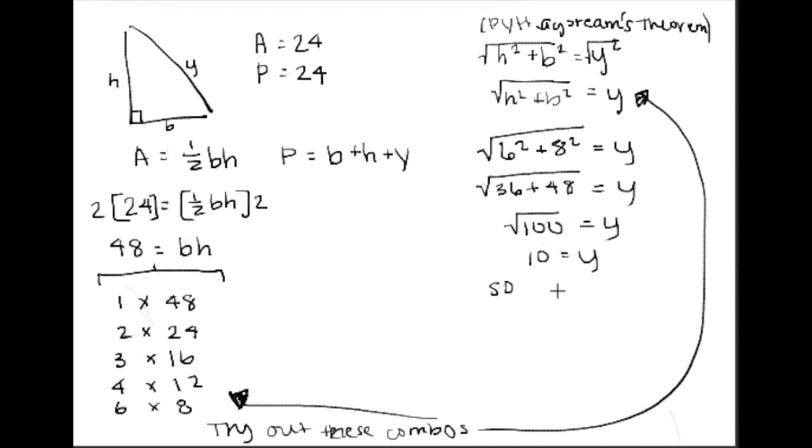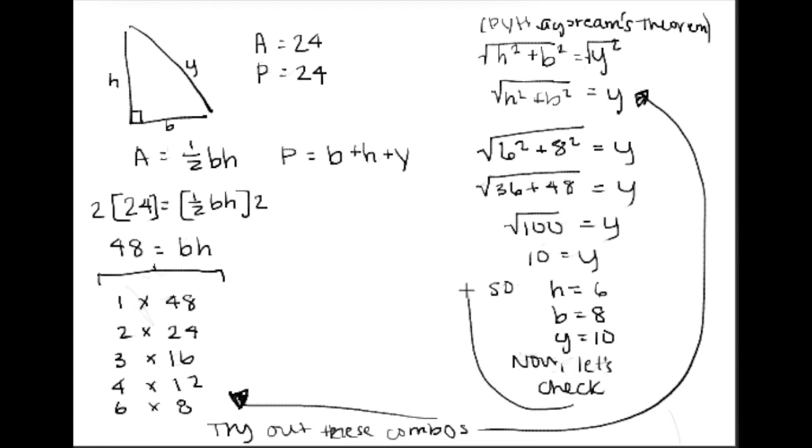So we said that y equals 10, and the height we plugged in was 6. The base we plugged in was 8, and y equaled 10. So Pythagoras theorem, we checked out, that works just fine, but we need to make sure that it works in the perimeter formula. So let's check our work.